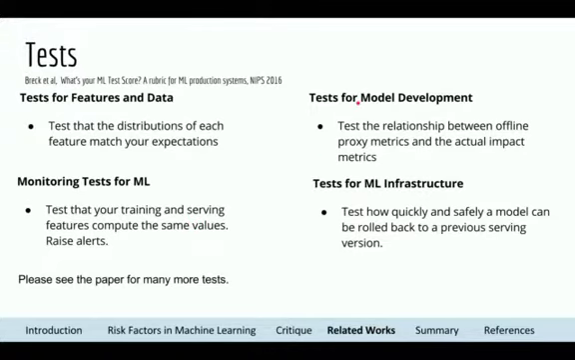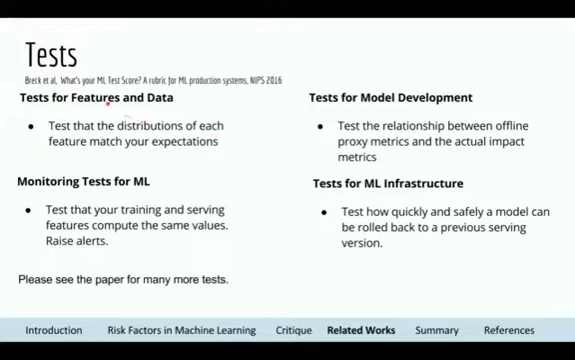For example, of a test during the model development phase, you might want to test the relationship between offline proxy metrics and their actual impact metrics and make sure that there's a positive correlation. Say you just built a ranking model to rank products on a search page. Does the area under the ROC curve or NDCG, which are offline metrics, actually correlate with click through and conversion rates from A/B tests?